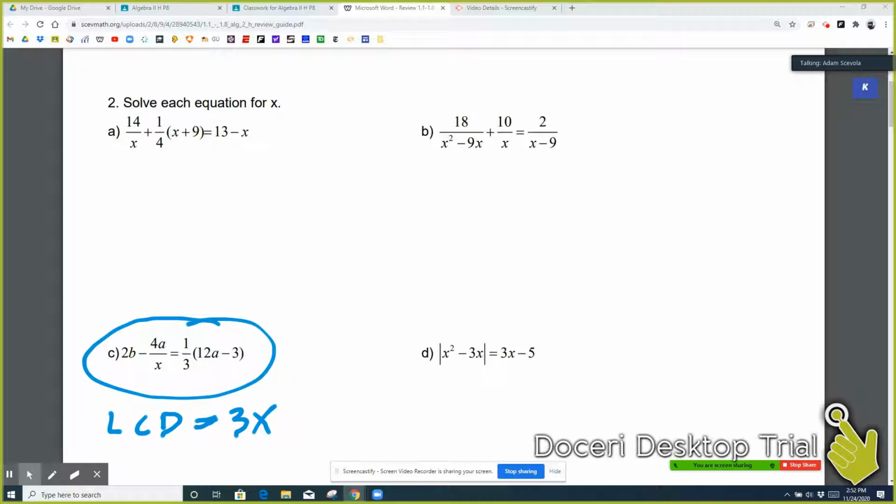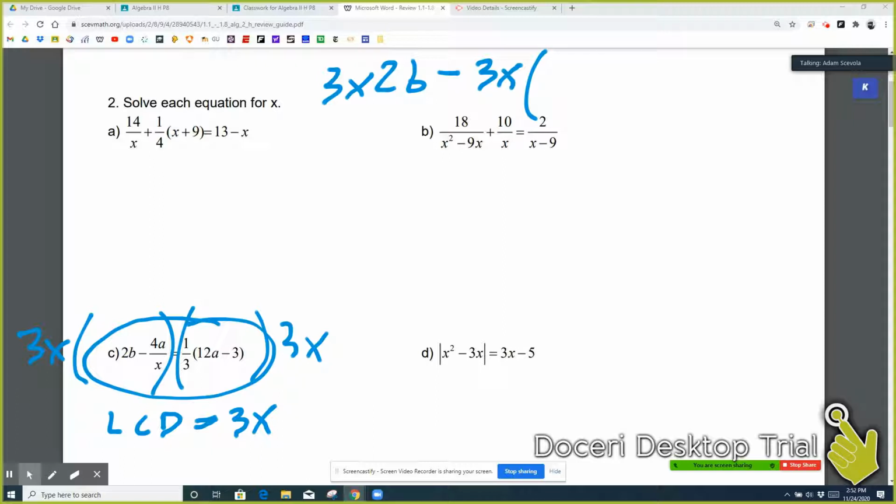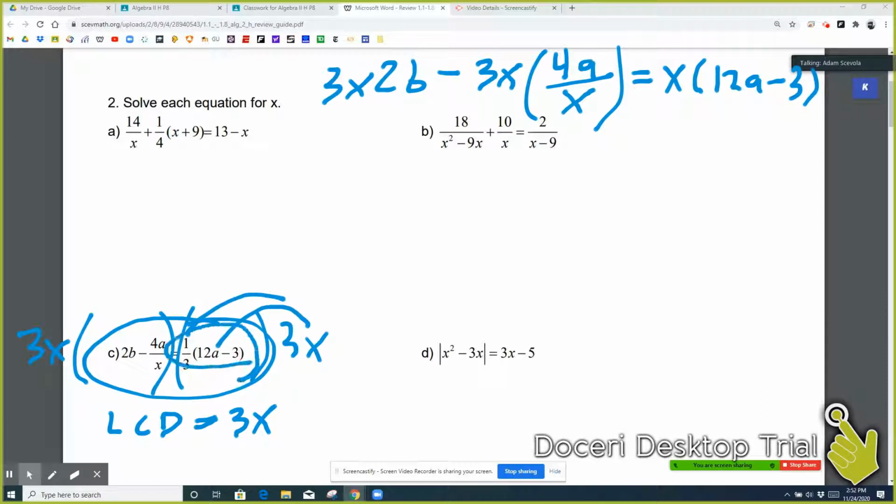So when I do that, if I multiply both sides of the equation by 3x, all right, I get 3x times 2b minus 3x times 4a over x equals 3x times 1/3 would just be x times 12a minus 3. So we're not distributing this to both factors here. This is really like three things being multiplied together. So like 1, 2, and 3. And I'm just pairing these up because 1/3 over 3 is just 1. And that's how I get 1x right there.